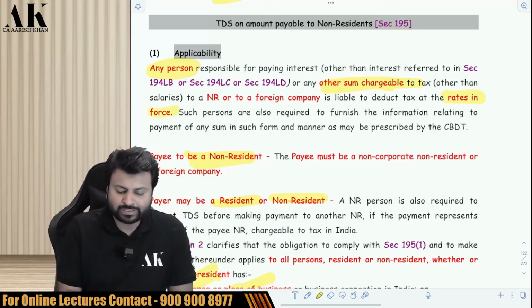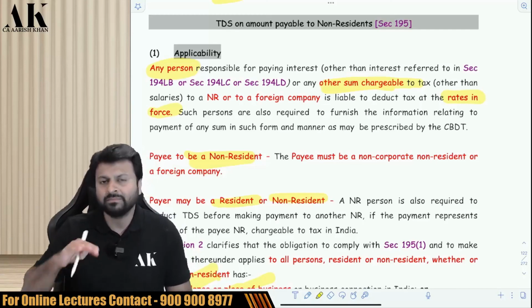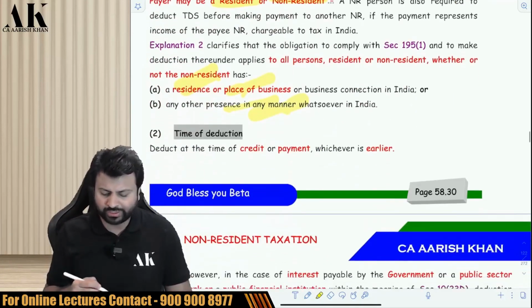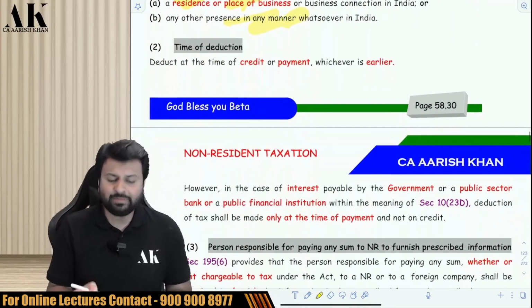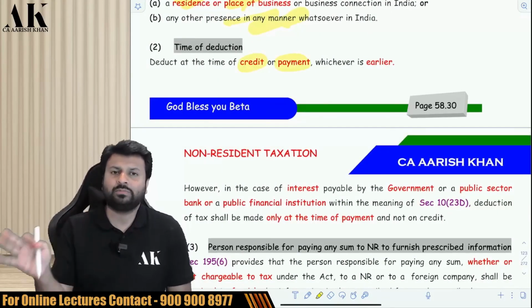The TDS is to be deducted at the rates in force, which is mentioned in DTAA or Finance Act, as the case may be, which is not supposed to be remembered by you as a student. Okay. What is the timing of deduction? The timing of deduction is credit or payment, whichever is earlier. Whichever is earlier, you are supposed to deduct the TDS.